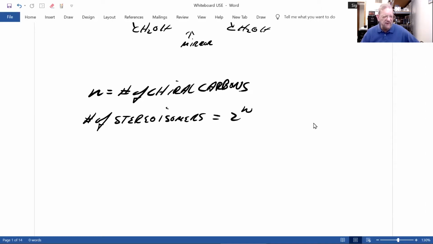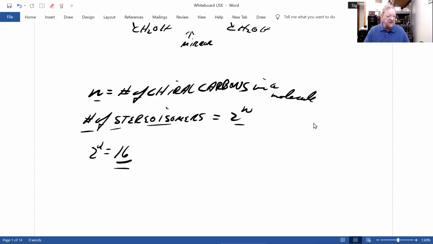If N equals the number of chiral carbons in a molecule, then the number of stereoisomers is 2 to the N. Now, glucose has 4 chiral carbons, 2 to the 4th power is 16. That means for glucose type molecules, there's a possible total of 16 stereoisomers. One of them is its enantiomer, and then the other 14.